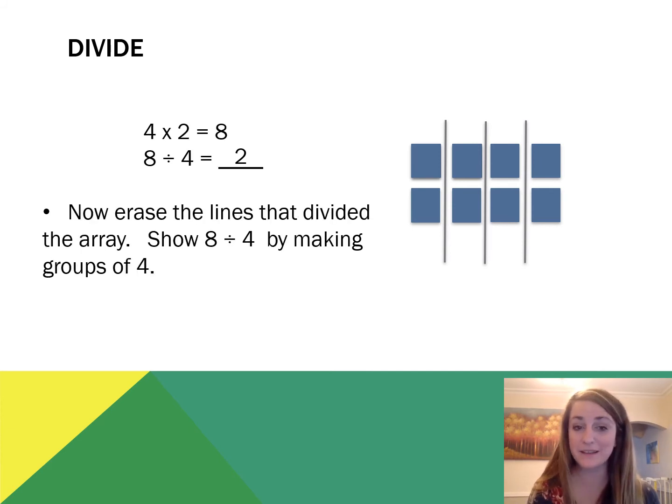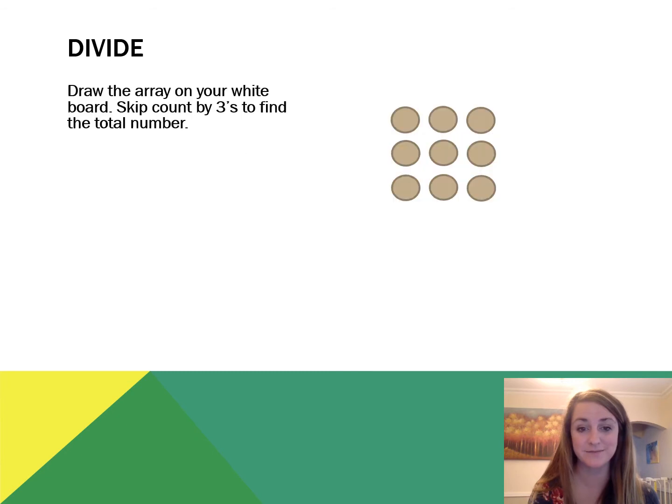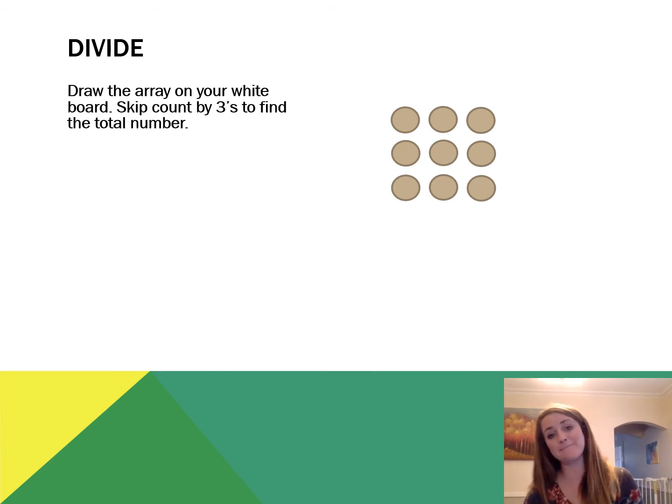Now, erase the lines that are dividing the array. Show 8 divided by 4 by making groups of 4. When we made those groups of 4, we saw that they had 2. So 8 divided by 4 equals 2. Go ahead and reset, and let's do another array.